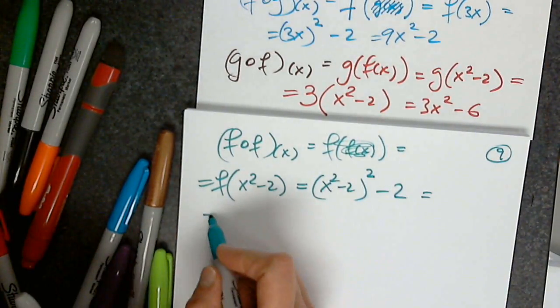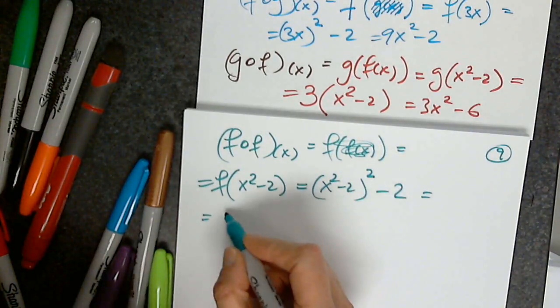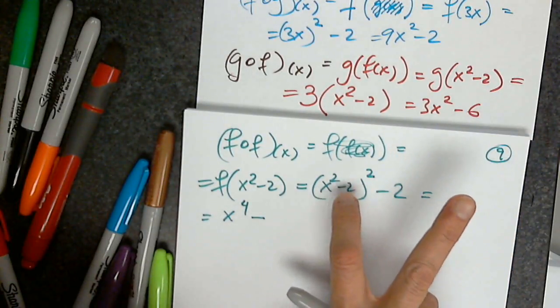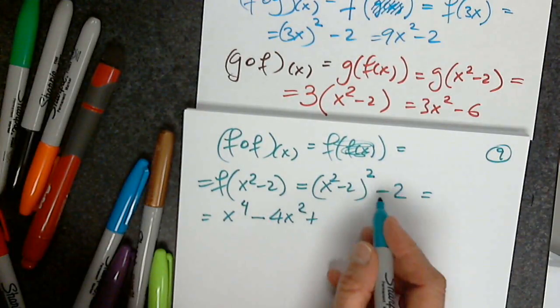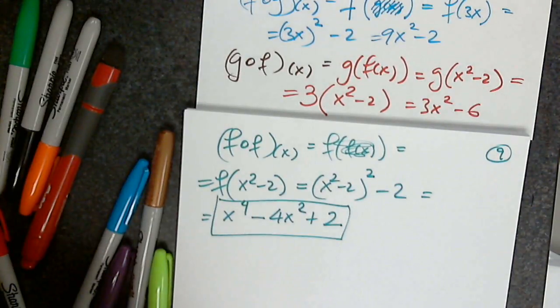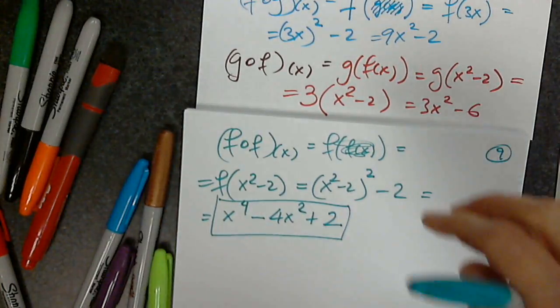But we have an agreement on this, and I know that when I square a binomial, I get, very good, first term squared, x to the fourth, minus 2 times the first times the second, 4x squared, plus 4 minus 2 is plus 2. And this is done. So this is the function composition, f comp f.